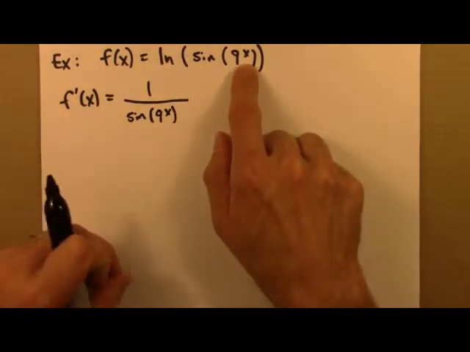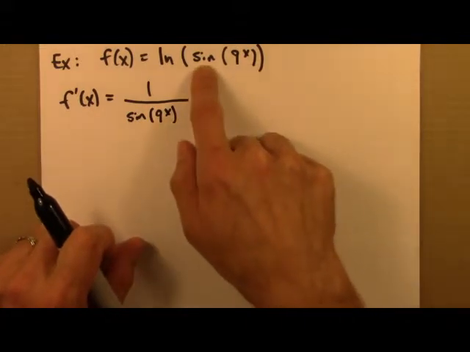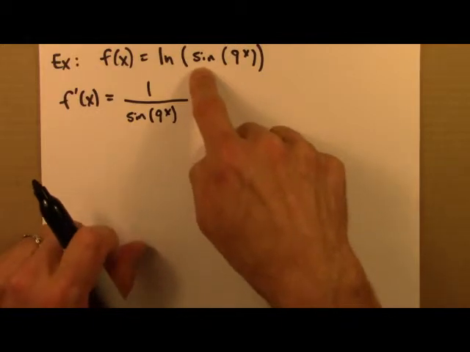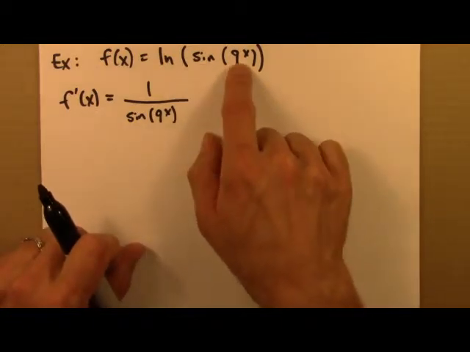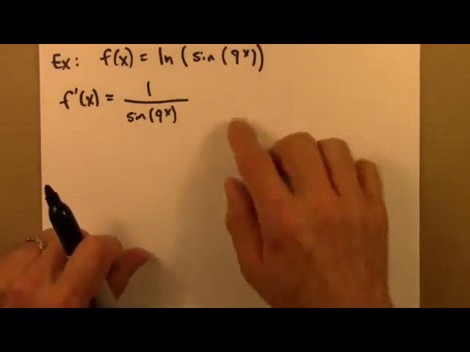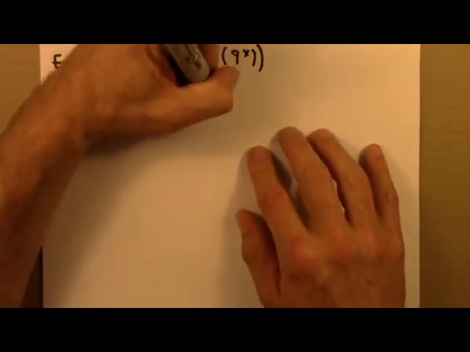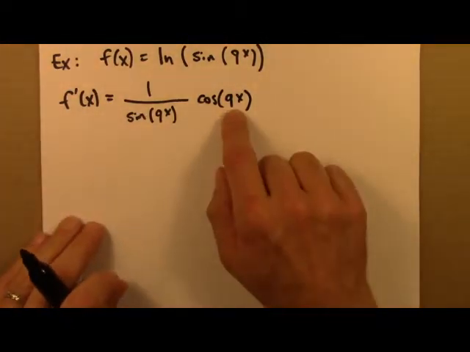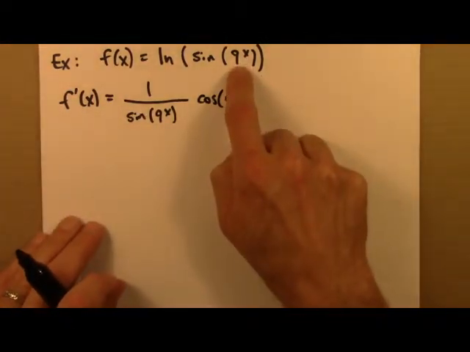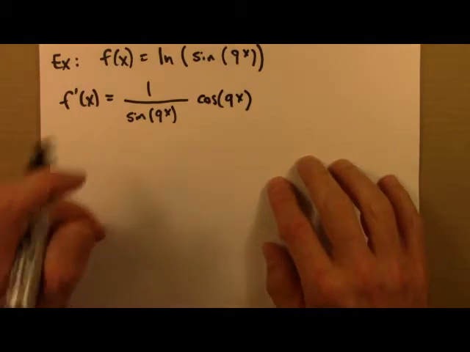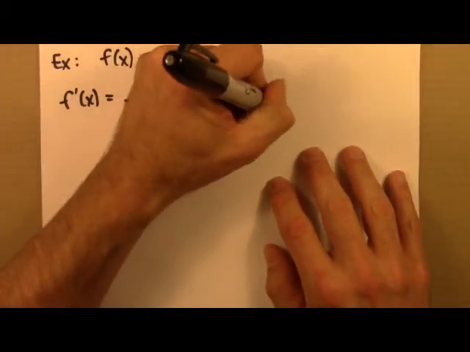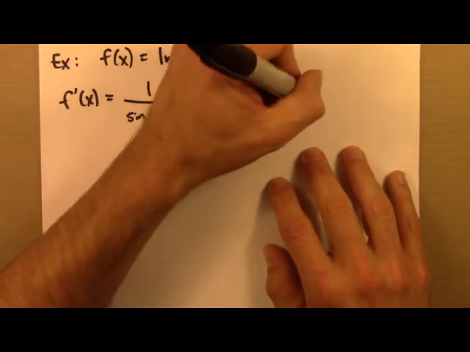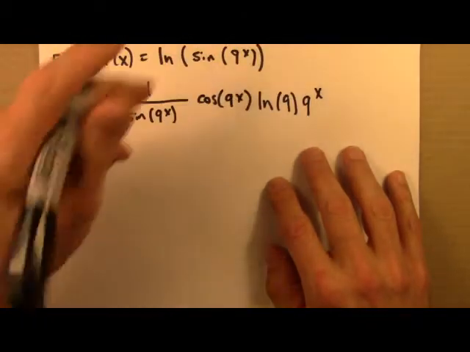Now sine of 9 to the x is also a chain rule situation. Two functions strung together, not multiplied, but done in succession, one after the other. So I've got a sine of blah situation. Derivative of sine of blah is cosine blah. And then I need to take the derivative of that inner function. The derivative of 9 to the x is natural log 9 times 9 to the x.